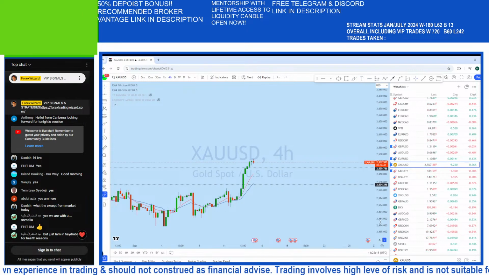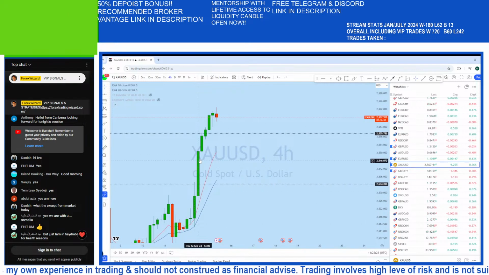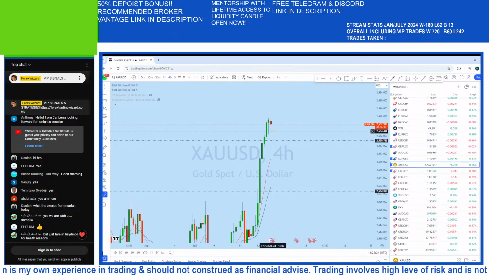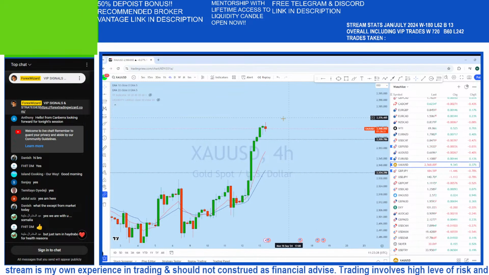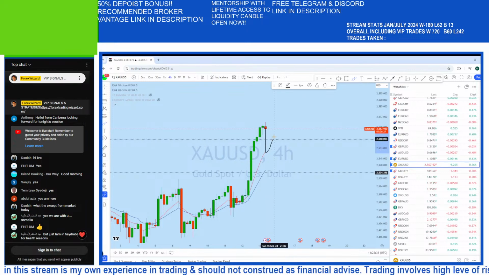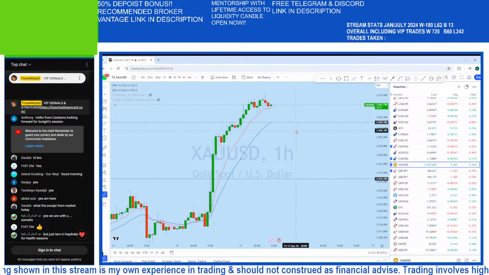Therefore, from the 4-hour perspective, we can see that there is a very strong bounce, and with that bounce, expecting the market to come back down for a deeper pullback and then to trend again in the major direction.